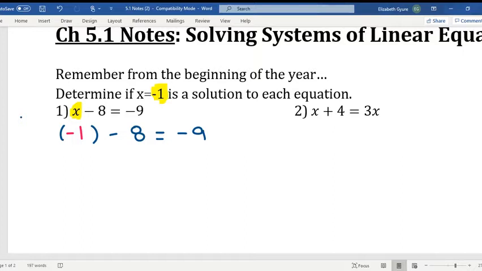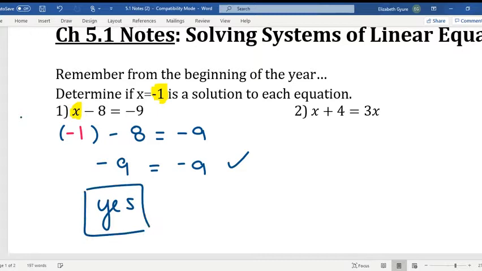What is -1 minus 8? You might want a calculator if you don't know. That would be 8 minus 1. It'd be -9. So on the left, we have -9 equals, well, on the right, wasn't there already a -9? Does -9 equal -9? So did this work? Yes. So I'm going to put a little check to say, yeah, it worked. We got -9 on both sides. And we were supposed to determine if it was a solution. So I'm going to say, yes, it was a solution. It ended up working. So we're just plugging it in.